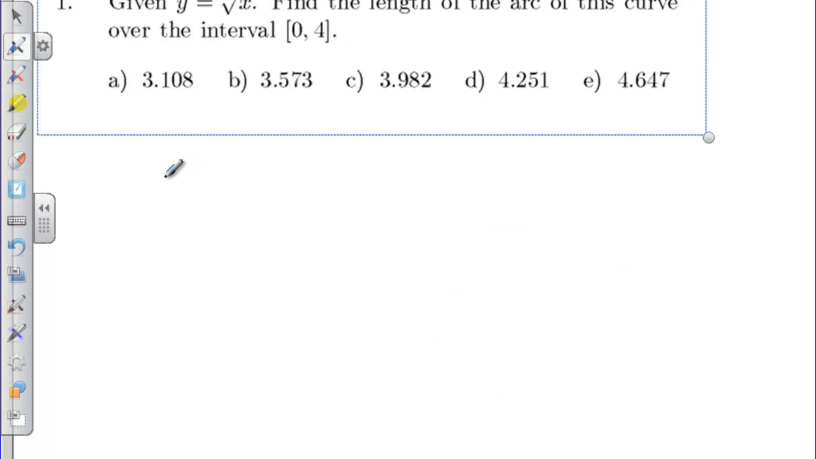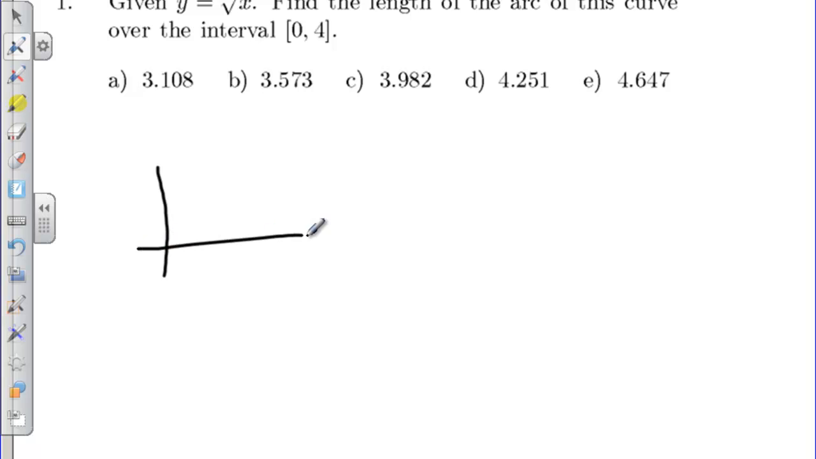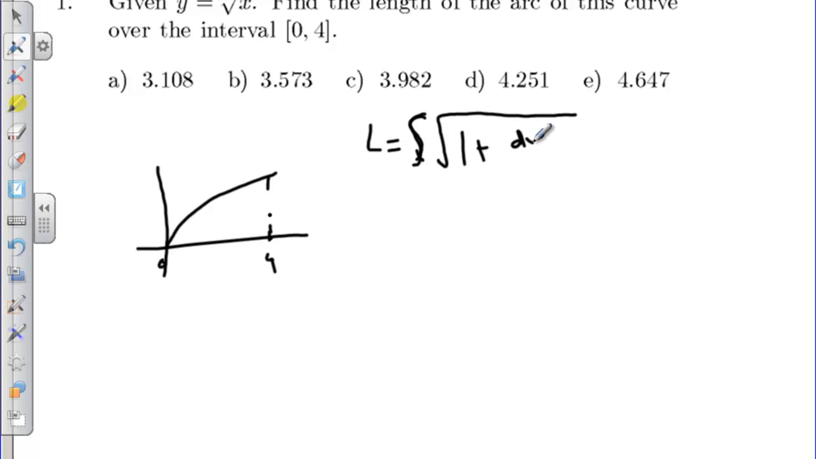All right, here I've got the curve y equals the square root of x. It's a bad y-axis there. Y equals the square root of x, and we want to find this length over the interval from 0 to 4. So we want the length of that curve. So our formula is the integral of the square root of 1 plus (dy/dx) squared dx. So I need to find what the 2 points are on the integral, so that's from 0 to 4, and I also need the derivative of this function.